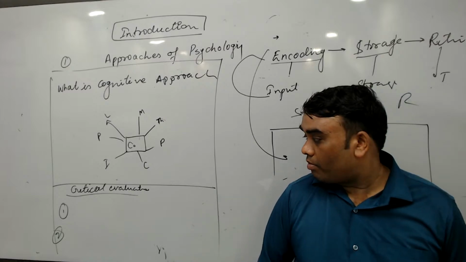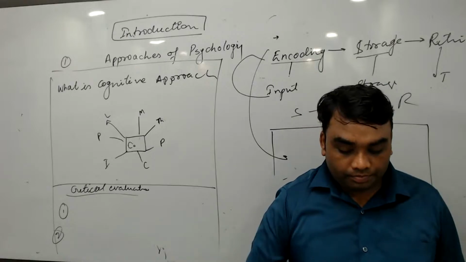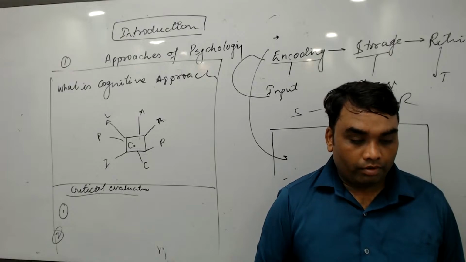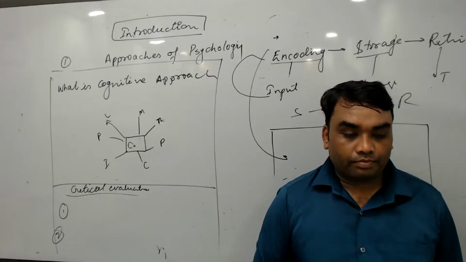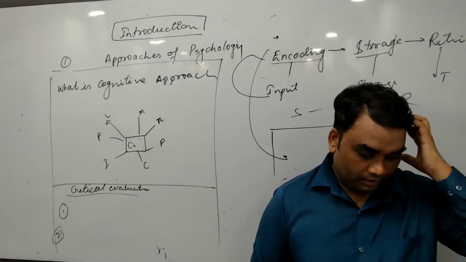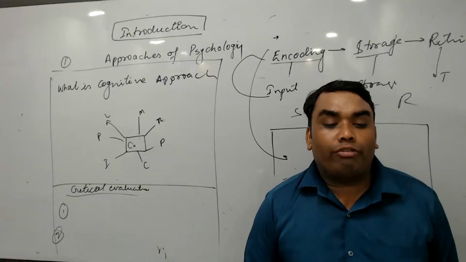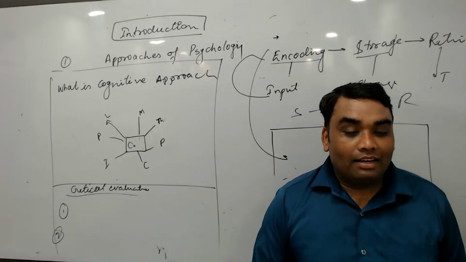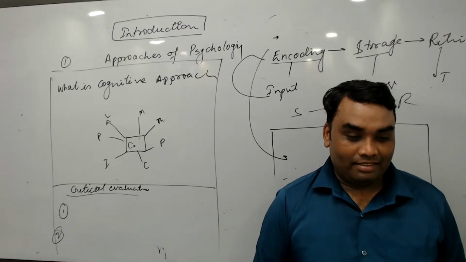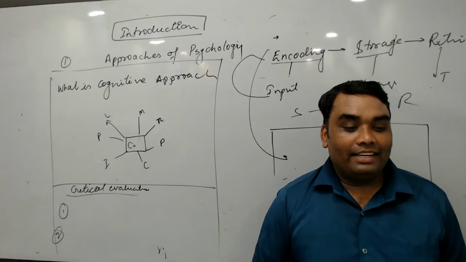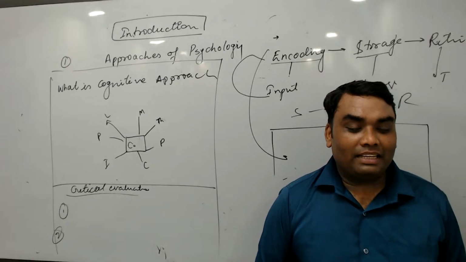Next, what is next? Cognitive psychology has adopted a wide range of methods, right? Like case study, experimental method, observation method, but its data is not fully objective. Its method was not fully objective.